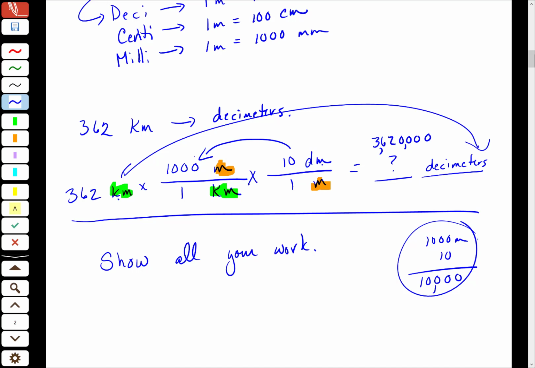So just show all work. It should be in one horizontal line that you're doing that. Okay, let me know if you have any questions.